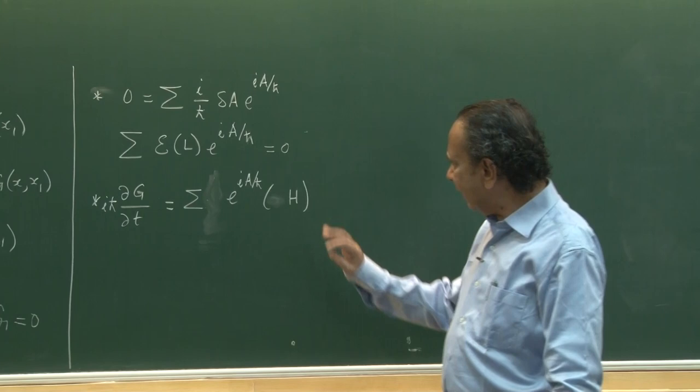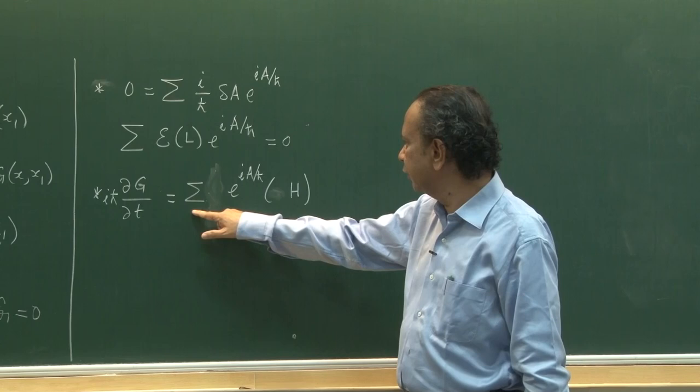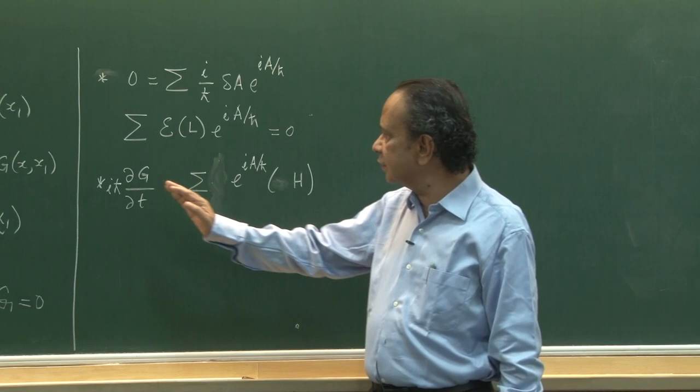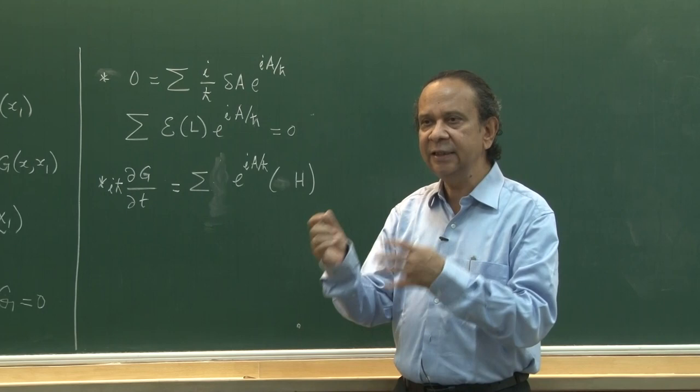If you think of it very roughly, it is not completely correct, but suppose you divide this by e to the i A and multiply by e to the i A. What are you going to get? You are getting the average of h multiplied by g. So what it tells you is that i h cross d by dt acting on g, this operator acting on g, is like g times the average of the Hamiltonian, which is an interesting result.